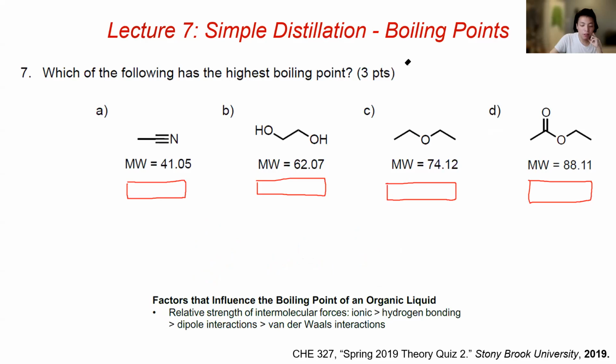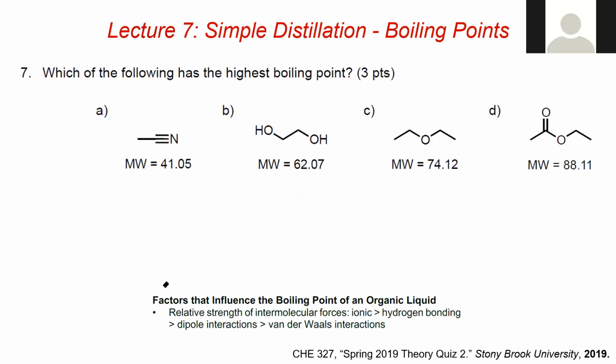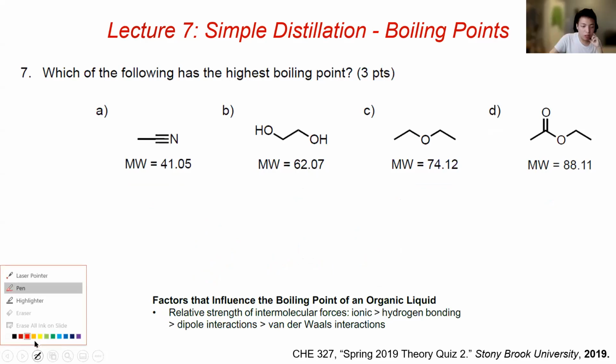Yep. And can you tell me why? Shenqian, why is B the highest boiling point? Because of the OH bonding. Right. The strongest intermolecular bond we observe here is the hydrogen bond. And let me list out, we have two H bonds.